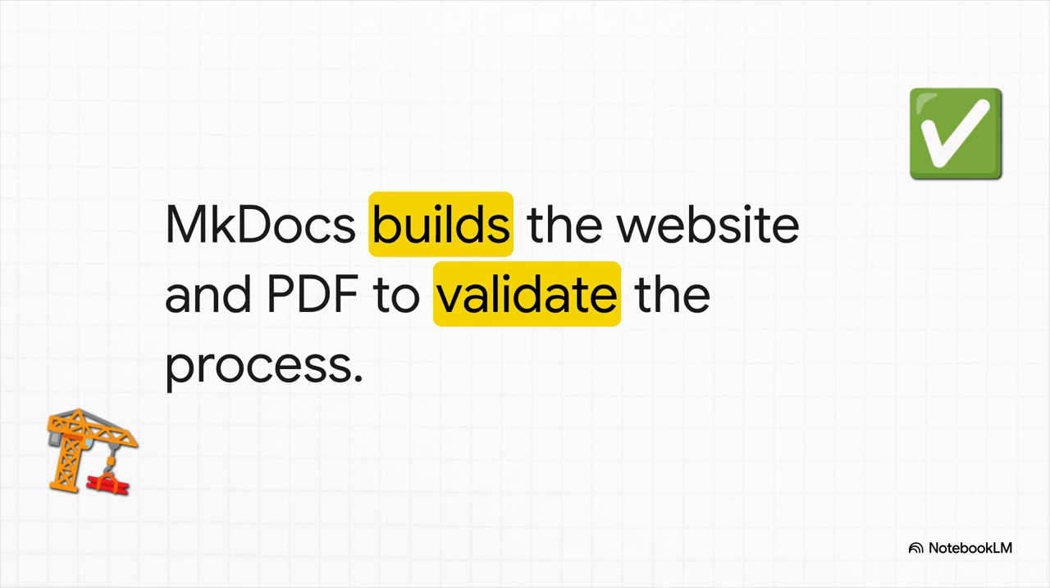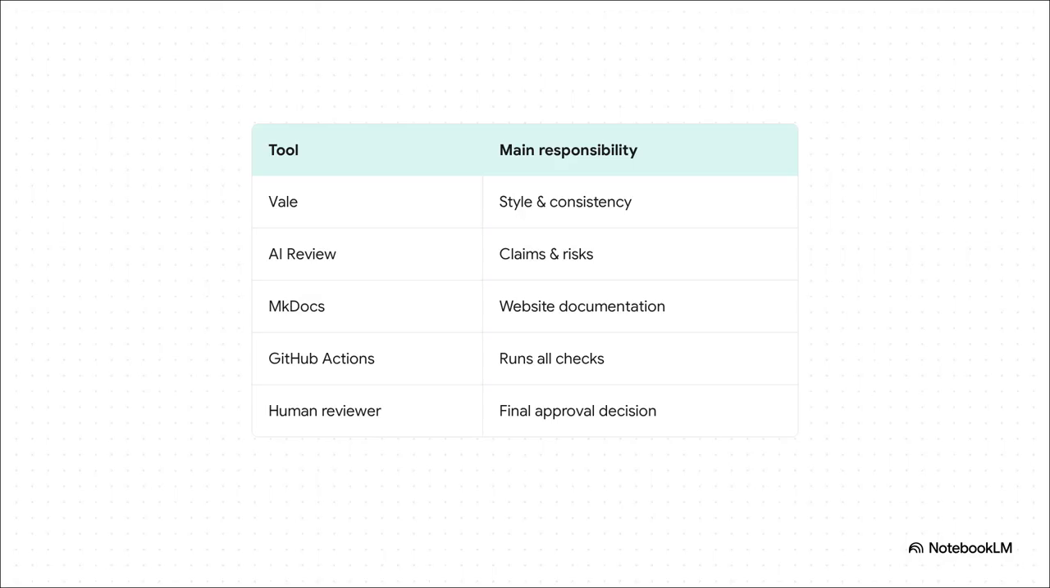Tools like MkDocs step in to build the actual documentation website and generate the PDFs. Why do we care about this? Because it validates the publishing process. I mean, there's literally nothing worse than perfectly styled, totally logical documentation that just gives your users a 404 error. This step ensures that site navigation is intact, no pages are missing, no links are broken, and the Markdown perfectly converts into the final product.